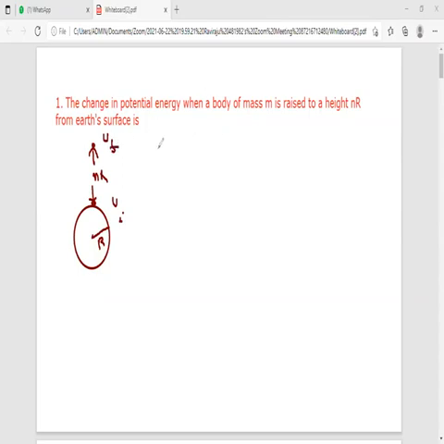Now, I will first calculate the initial potential energy. What is the general formula for potential energy? Minus GMm by r. r means from the center of the Earth you have to see. From center to this point, the distance is radius only, so it is R. And to calculate final potential energy, that is equal to minus GMm by total distance from center to that particular point. This distance is R only, then this one will be nR. So total distance will be R plus nR.